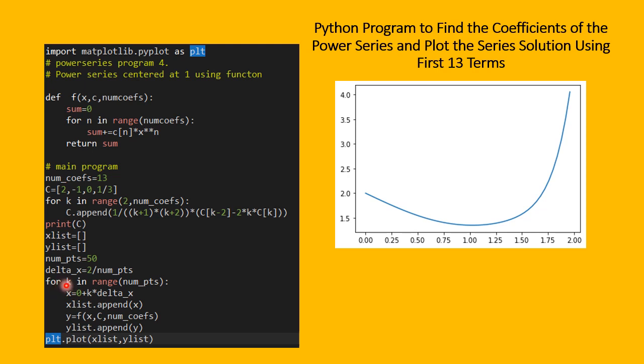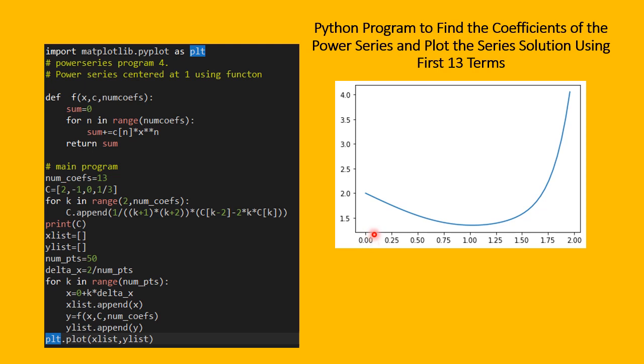Okay, so now here's the for loop. For k in the range of num points, so this is basically going to let k be 0, 1, 2, 3, all the way through num points minus 1. x is going to be 0, where we start from, plus k times the delta x. So the first one is going to be when k equals 0, and so this x value is going to be 0 plus 0 times delta x, so x equals 0.